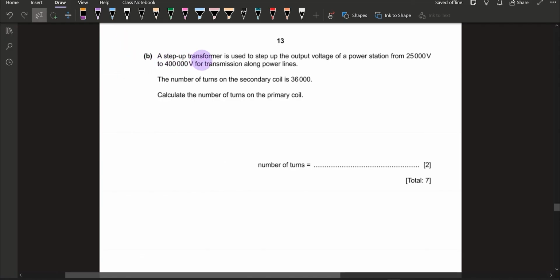Part B says a step-up transformer is used to step up the output voltage of a power station from this to this for transmission along power lines. The number of turns on the secondary coil is this. Calculate the number of turns in the primary coil.